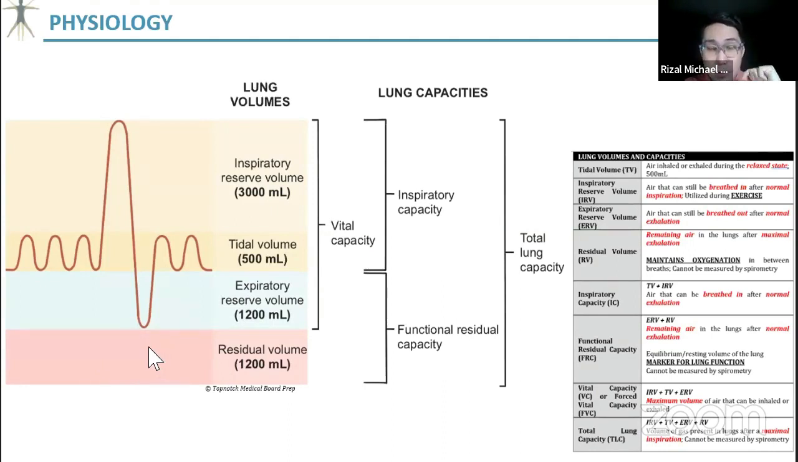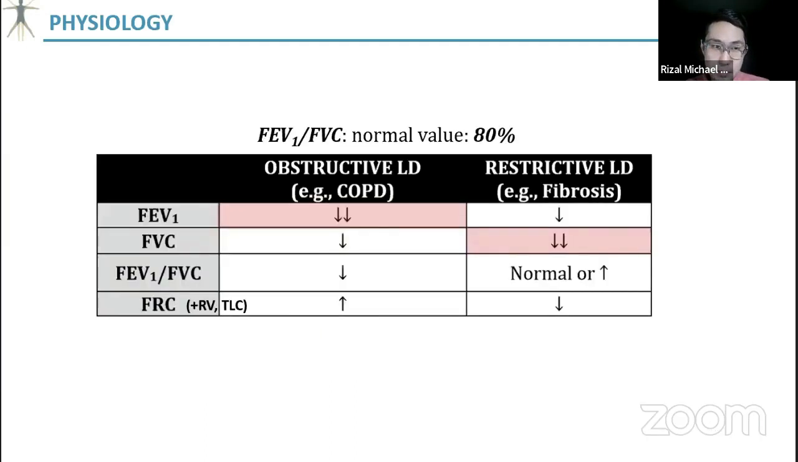Your inspiratory capacity, as we said earlier, is the air that can be breathed in after normal exhalation. After normal exhalation, you're going to start again with your tidal volume plus your IRV. So the inspiratory capacity is a combination of tidal volume plus IRV. For this one, always go back to the tidal volume as your landmark.